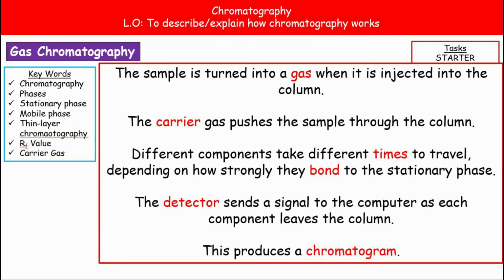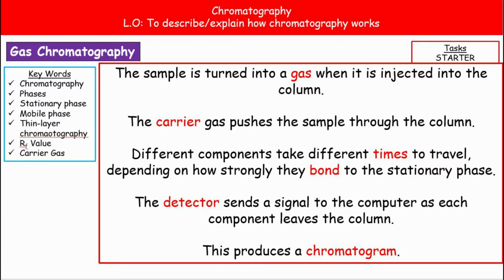Let's make sure we got those words in the right places then. The sample is turned into a gas when it's injected into the column. The carrier gas pushes the sample through the column. Different components take different times to travel, depending on how strongly they bond to the stationary phase. The detector sends a signal to the computer as each component leaves the column, and that produces the chromatogram.